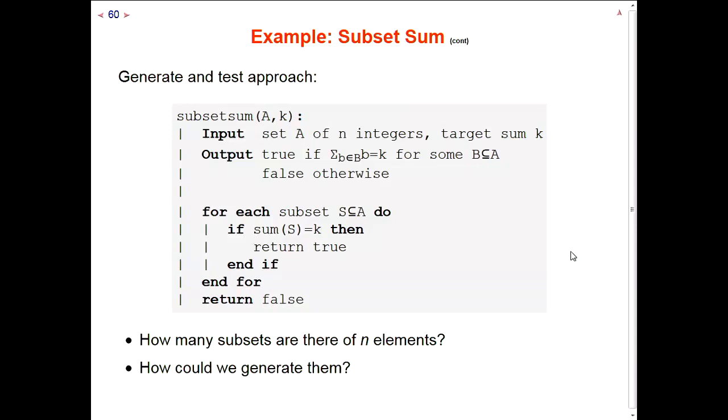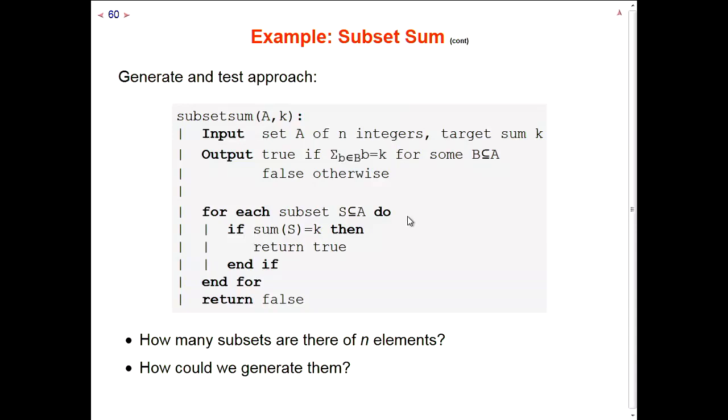See whether they really add up to k. If you want to do that systematically, this is what we have to do. We have a set of n integers and a target sum, and we want to check whether there is a subset such that if we take all the elements in that subset and sum them up, we obtain k. Then we return true if that is possible, false otherwise.